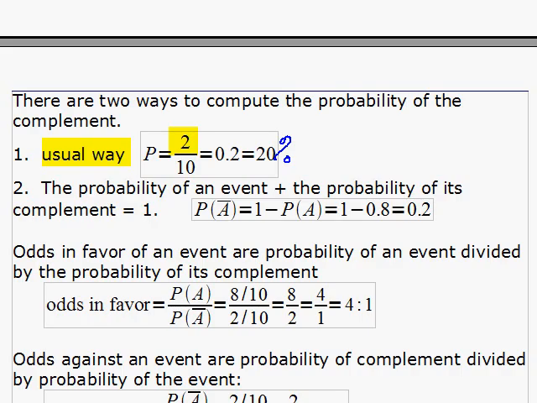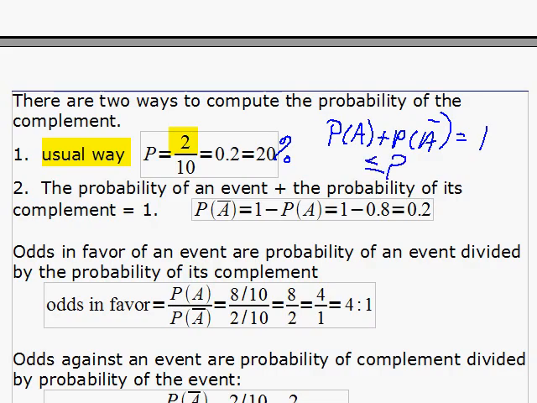The other way is to look at the probability of an event and its complement. You can use those two to find the probability of one or the other. And what you use for that is to remember from the lecture notes, hopefully, that the probability of event A plus the probability of its complement is equal to 1.